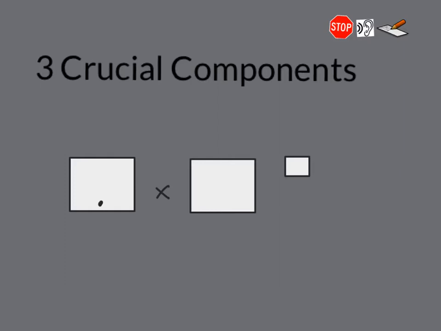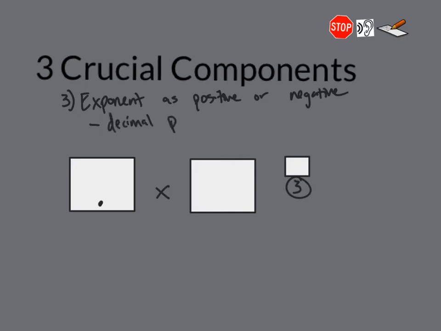Crucial component number 3 is this box up here. Crucial component number 3 is an exponent that we raise 10 to. So it's always going to be 10 to the power of something. And this exponent can be positive or negative. It's really telling us how big or how small our original number is going to be. So the exponent is positive or negative, and this is all going to tell us about decimal point movement. And this will all come together as we throw some examples in.